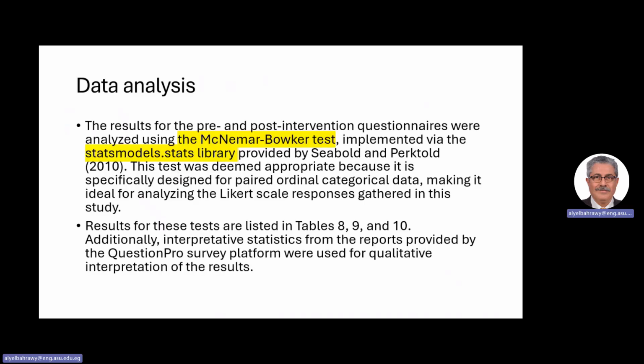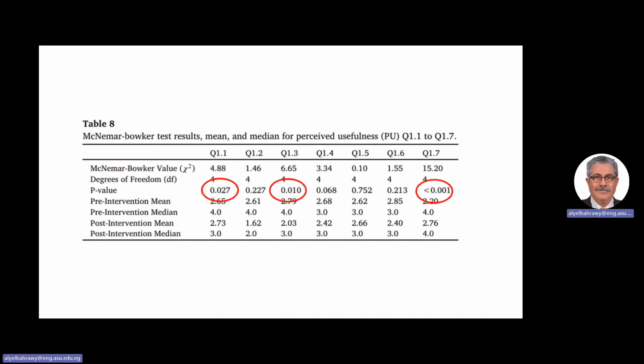The results for the pre- and post-intervention questionnaire were analyzed using the McNemar-Bowker test implemented via the statsmodels.stats library provided by Seabold and Perktold in 2010. Results for these tests are listed in tables 8, 9, and 10. Additionally, interpretative statistics from the reports provided by the Question Pro survey were used for qualitative interpretation of results.